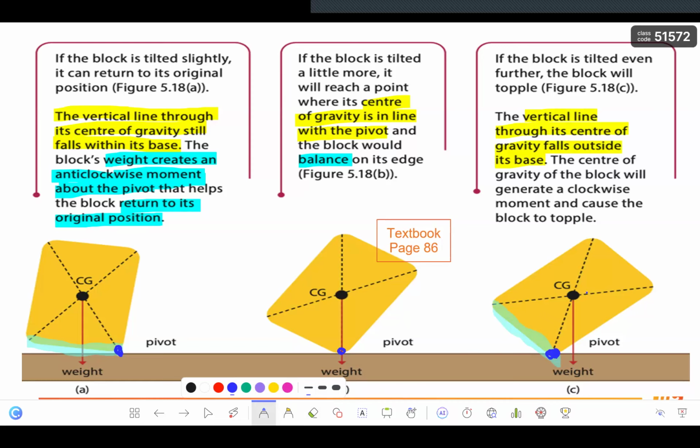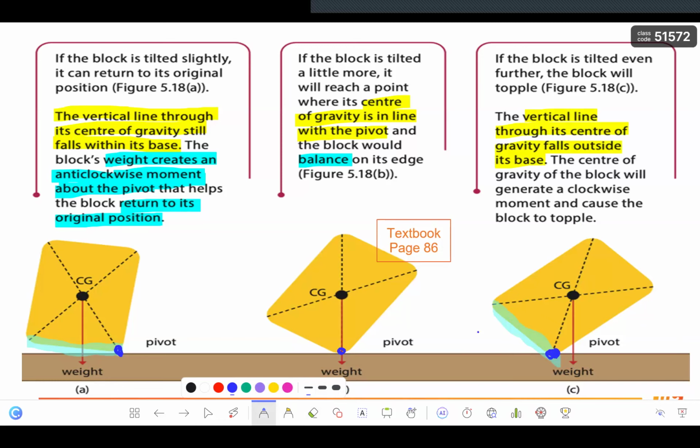So now once the line of action of the weight falls outside the base area, we say that the object is unstable. Unstable because it will topple if I were to release it. This whole block will topple. It will not go back to its original position. But why does it topple?